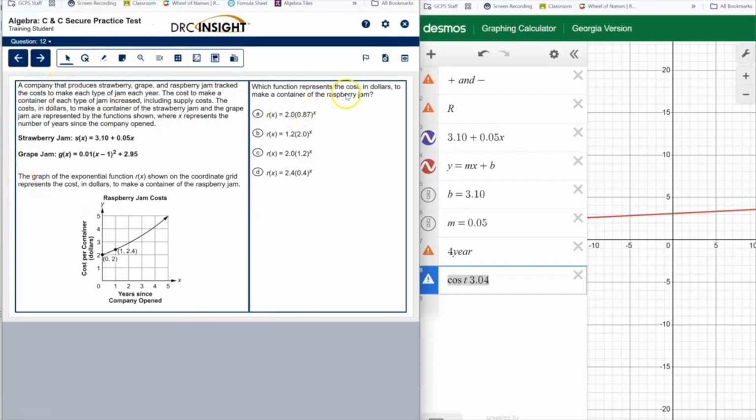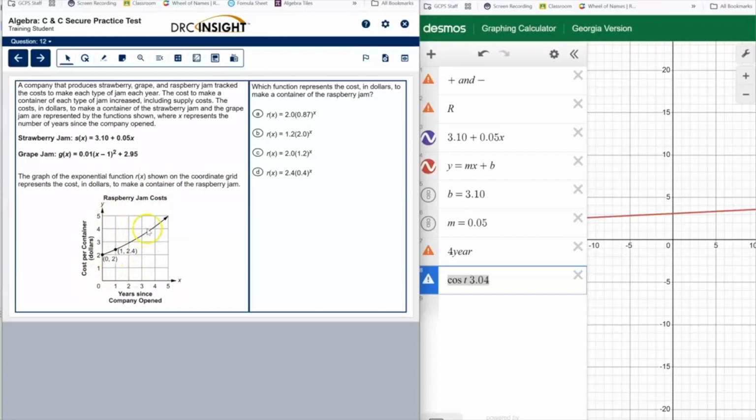All right, which function represents the cost in dollars to make the container of raspberry? Okay, so clearly this is strawberry, so we're not looking there. This one says grape, so we're not looking there. This one says the graph of the exponential function shown on the coordinate grid represents the cost in dollars to make the container of raspberry jam. So this is the one I'm looking for.